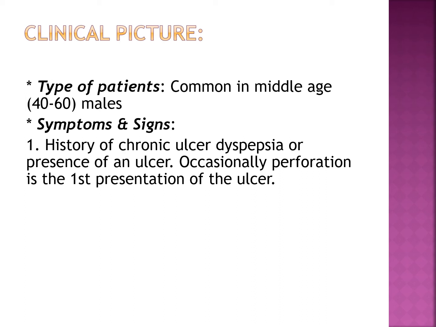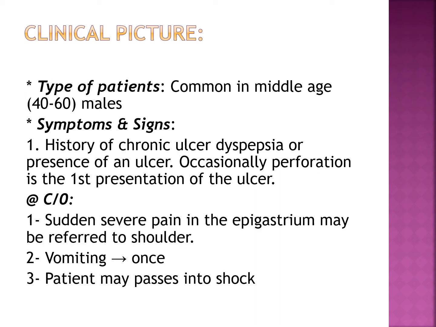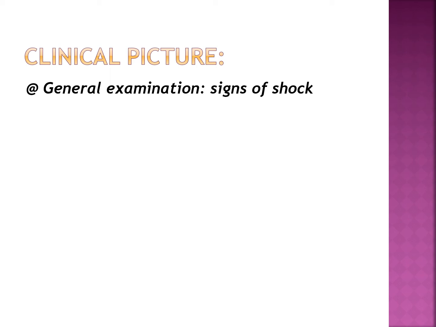The patient usually comes with severe pain in the epigastrium, and this pain might be referred to the shoulder, with vomiting once or twice, and the patient may pass into shock. And as we discussed before in the pathological types, if the patient presents early, just a couple of hours after the onset of pain, the shock is usually neurogenic shock. But if the patient presents later on, the type of shock will be septic shock. On examination, there are generally signs of shock: subnormal temperature, tachycardia, tachypnea, and reduced urinary output.